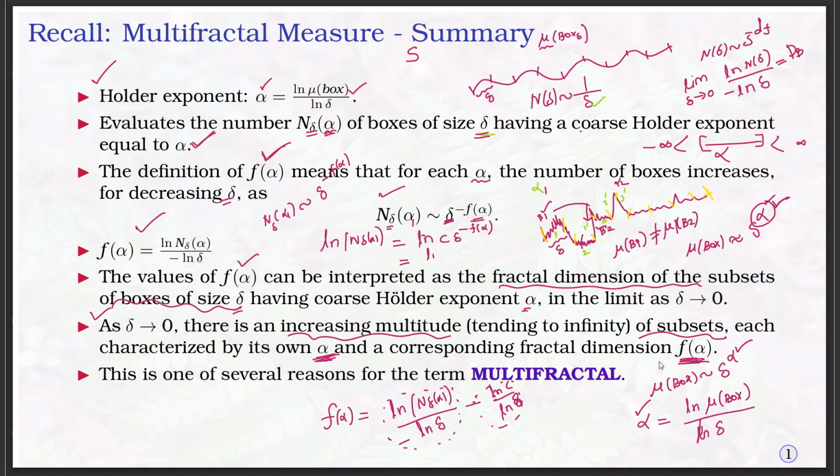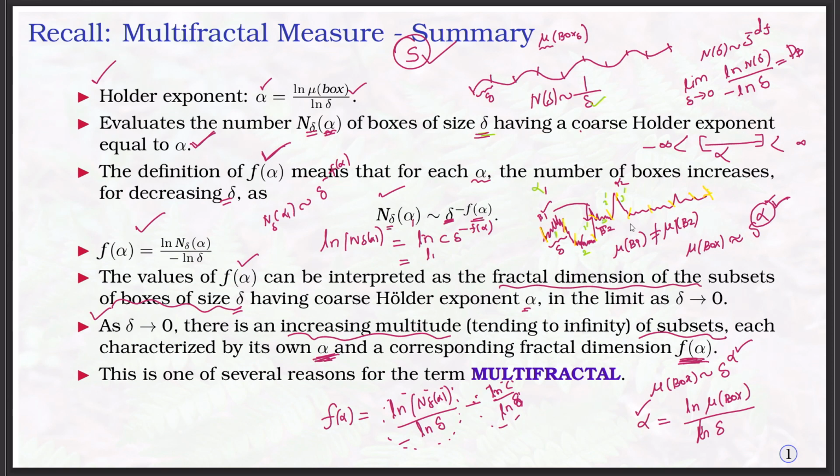You can observe from this figure that as delta tends to 0, among all the collection we get subsets of boxes having the Holder exponent alpha, which has some fractal dimension. Therefore, different collections have different fractal dimensions. Here we are not changing the set. Our set is whether this one, or this type of irregular structure, smooth or irregular. We are not changing the object. Our set S is fixed. Now as delta tends to 0, the covering will increase.